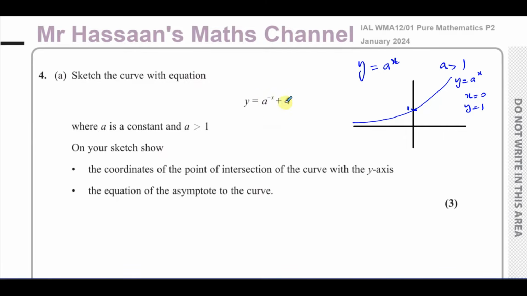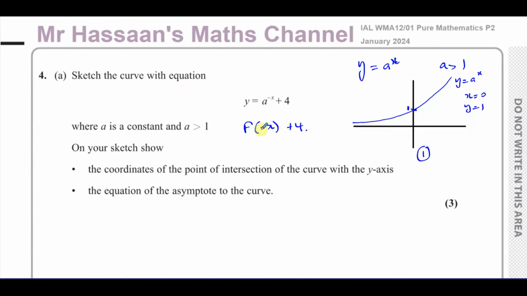So here we have some transformations going on. If you look at the parent function, you can think of it as you've taken the x and replaced it by minus x, and then you've added 4 to the whole thing. This is the transformation that's taken place. So there's two things that are happening here.